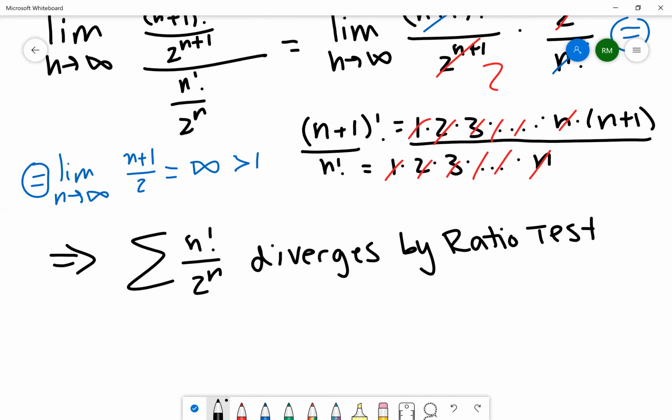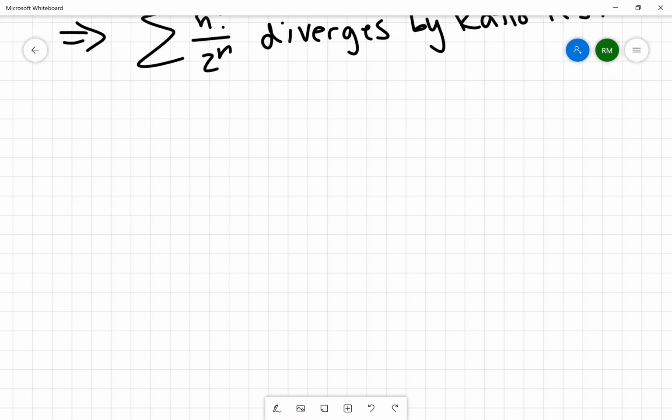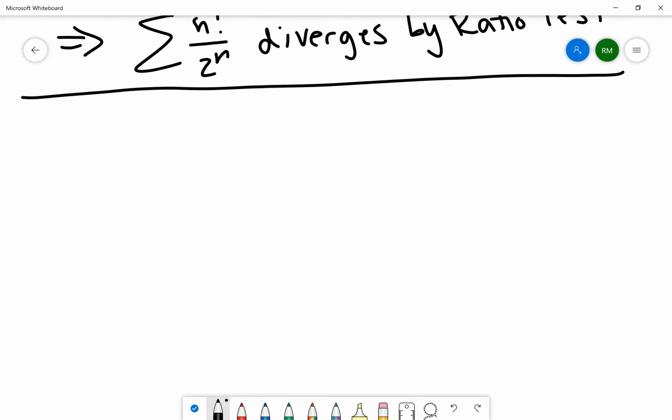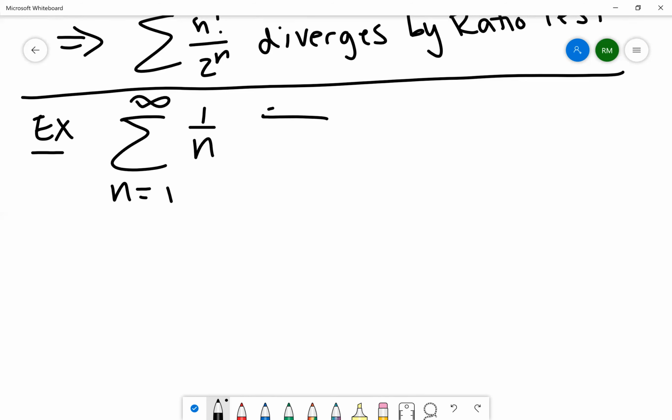All right, so we've seen an example now where a series converges and a series diverges by the ratio test. And now I think it's time to look at some examples where the ratio test actually tells you nothing. So let's look at this example. This is the harmonic series, and that's our an term, which means our an plus 1 term is 1 over n plus 1.